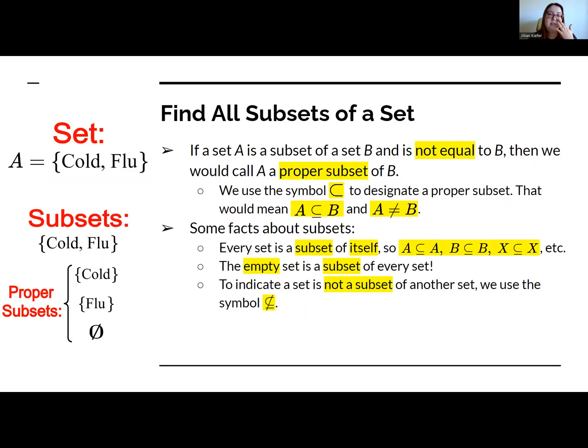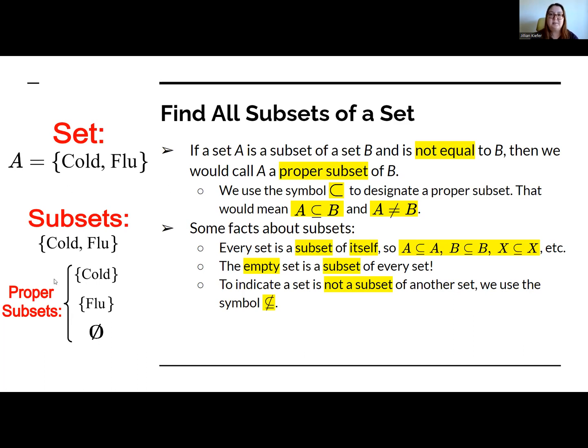So continuing on with this, we say if a set A is a subset of set B and it is not equal to B, we call A a proper subset. So anything can be a subset of itself because it still contains all of the same elements as itself. So we see that that statement is a true statement. So anything is a subset of itself.